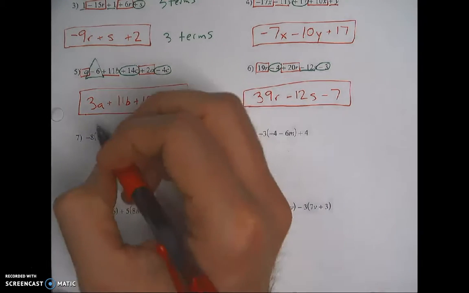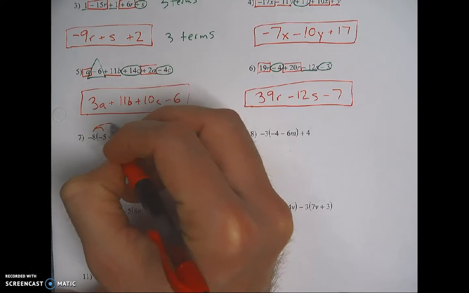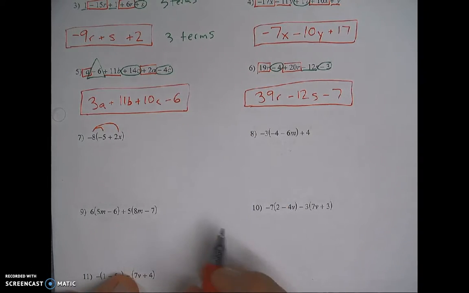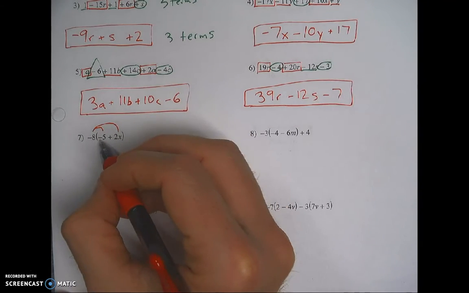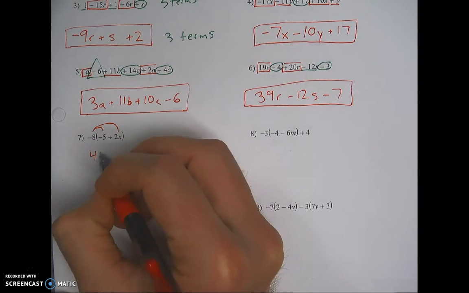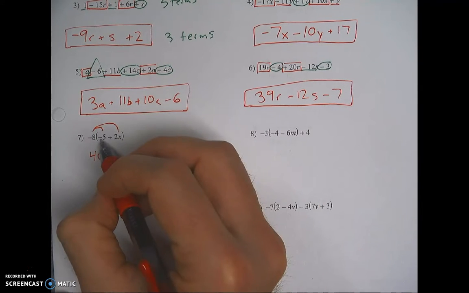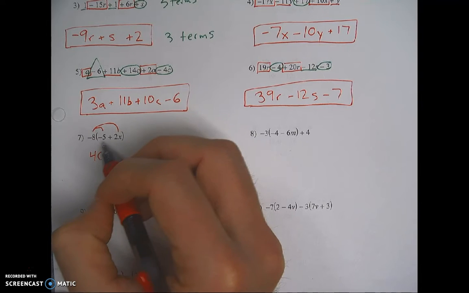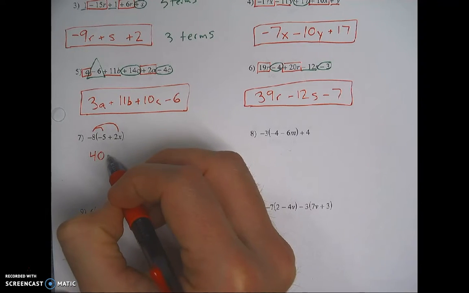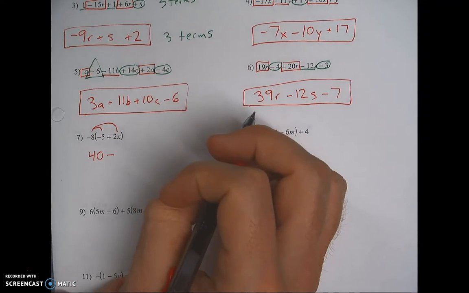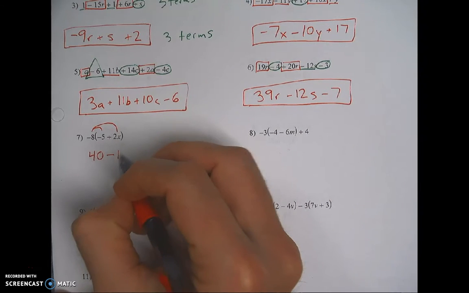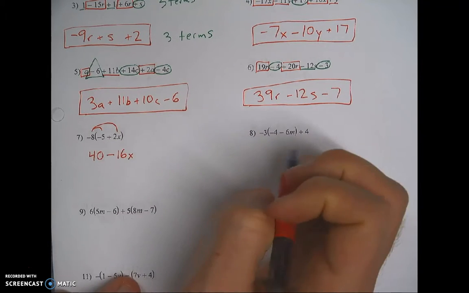So number 7, we talked about the number on the outside can be multiplied by both terms on the inside. So a negative 8 times a negative 5 is a positive 40. Remember, that's a negative, and a negative makes a positive. And a negative 8 times a positive is going to be a negative, so I can put the minus there right away. And the 8 times the 2 is 16, and the x stays with it.